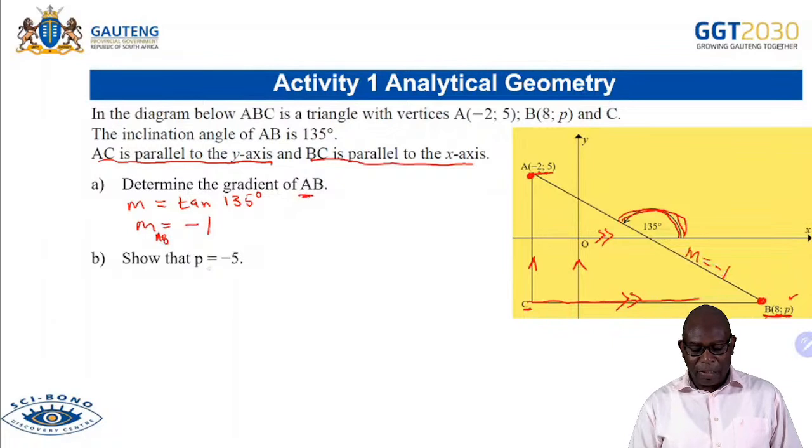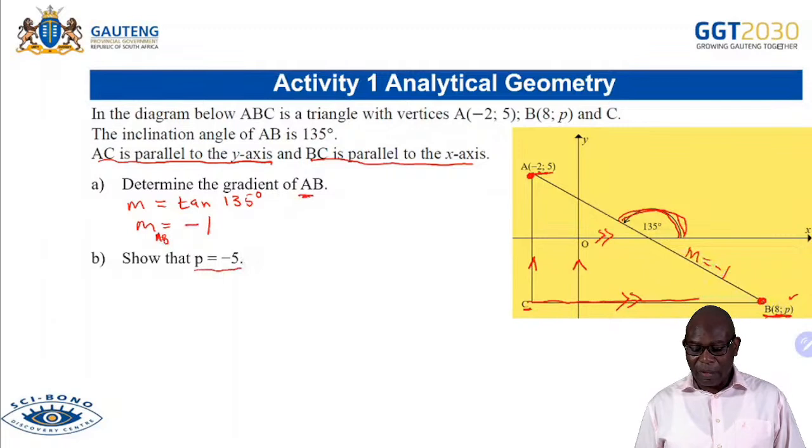So now they say show that P is -5. So you see that already the answer is given, but I must work it out. So how do I work it out? I already know that P is on my line AB. So I can use the gradient. What will be the gradient of the line there?